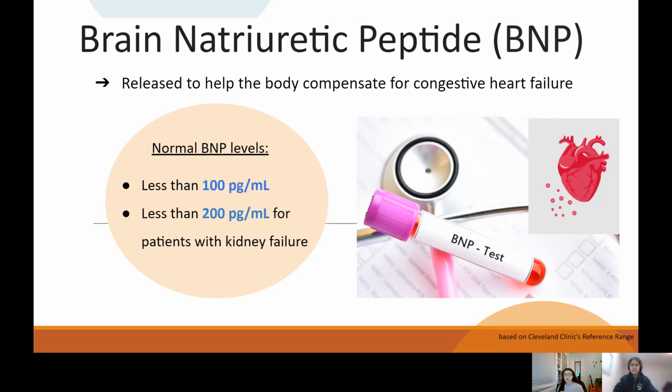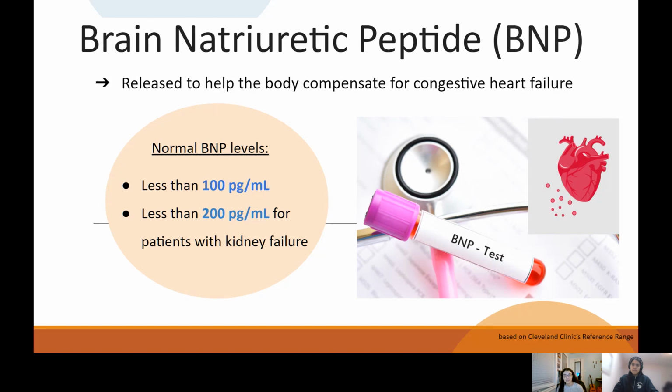If you have the BNP blood test done and you get results that are less than 100 picograms per milliliter, or less than 200 picograms per milliliter with kidney failure, then that's considered normal. It doesn't completely rule out heart failure, but it does suggest that you may not be in the later stages of heart failure.